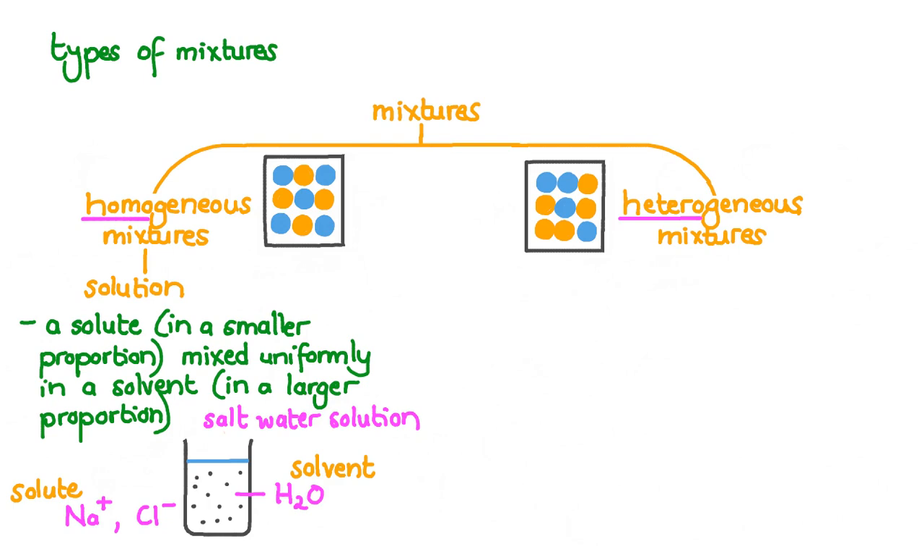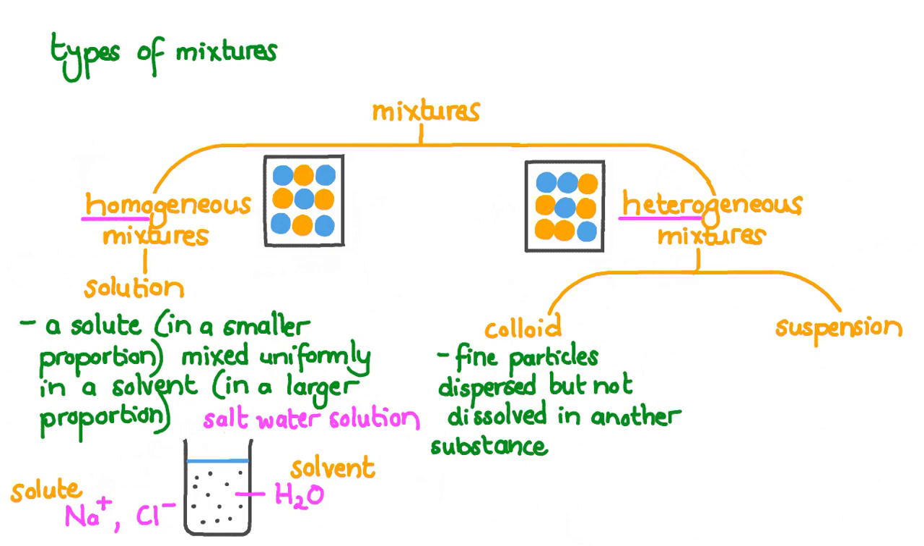The solvent and solute particles in a solution are often similar in size. Two types of liquid-based heterogeneous mixtures are the colloids and the suspensions. A colloid consists of fine particles, usually large molecules, dispersed but not dissolved in another substance. An example of a colloid is milk.